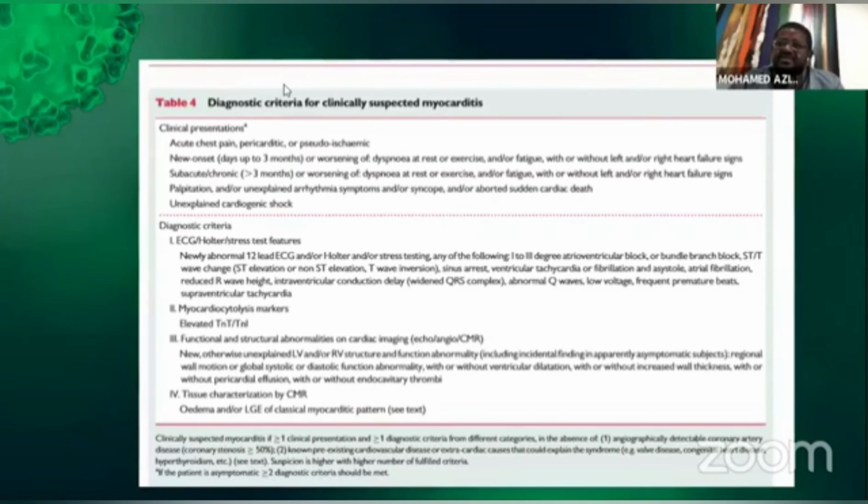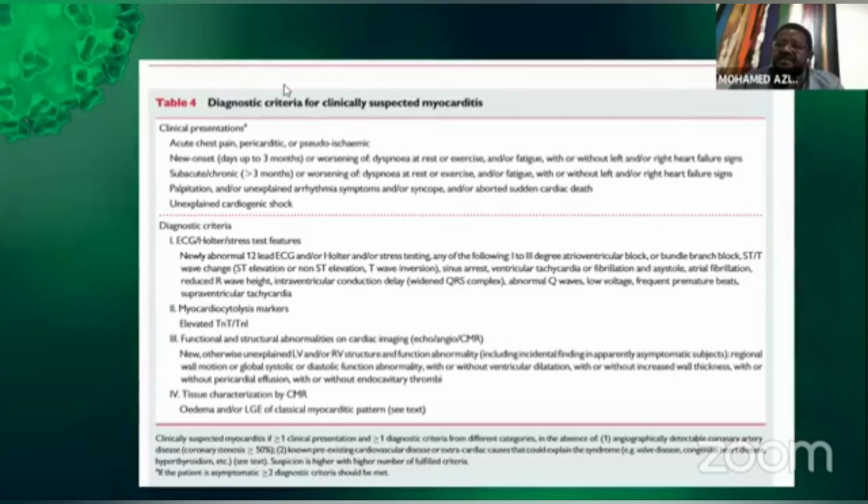So the chest pain is characteristic: it is a sharp, pericarditic pain, and usually of new onset, either days up to 3 months in the acute phase, or in the subacute phase, more than 3 months, you can get a history of chest pain. So this is a clinical presentation. Also, the patient can present with palpitation, which is due to arrhythmia, as Dr. Firas mentioned. So patients with myocarditis, as we are going to see later, can present with either palpitation or syncope, or even cardiac arrest.